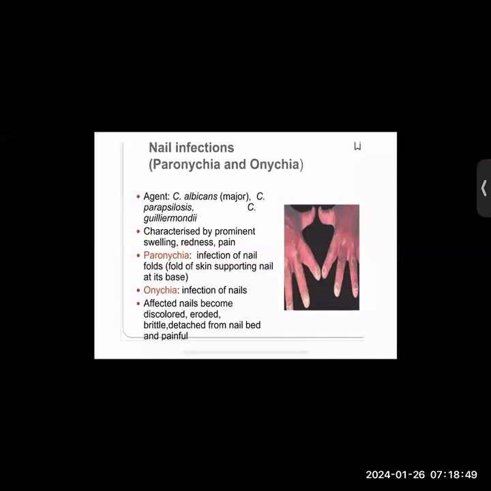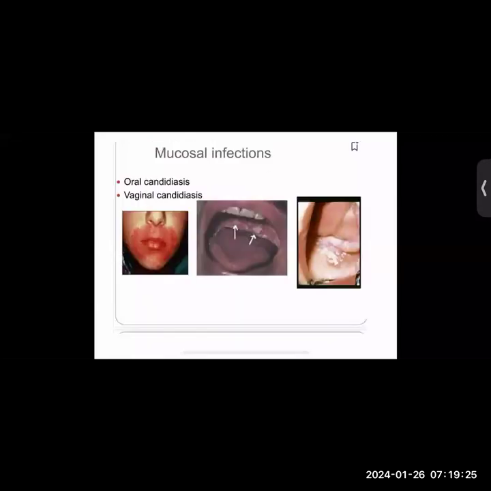Next slide, please. Then we have nail infection, which is paronychia or onychia, and the agent is Candida albicans or parapsilosis or Candida guilliermondii. It's characterized by prominent swelling, redness, and pain. Paronychia is infection of the nail folds, the fold of skin supporting the nail at its base. Onychia is infection of the nails. Affected nails become discolored, eroded, brittle, detached from the nail bed, and painful, as in the image.